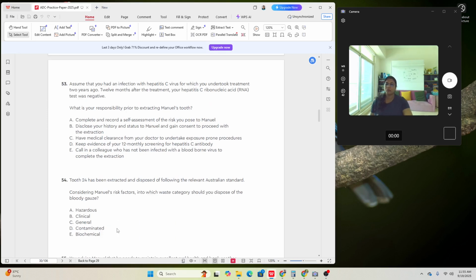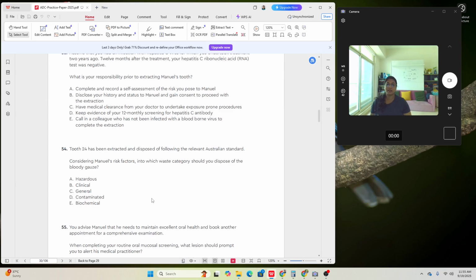Correct? Tooth 24 has been extracted and disposed of following the relevant Australian standards. Considering Manual's risk factors, into which waste category should you dispose of the bloody gauze? Very good question. Any patient that comes to your clinic should be treated, and all the waste materials coming out should be disposed of as if all the patients have HIV. You understand? You should treat every patient as if all the patients have HIV. Take that kind of precautions in each patient.